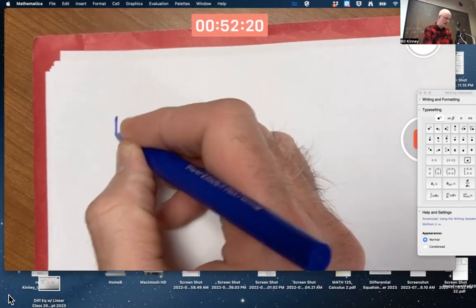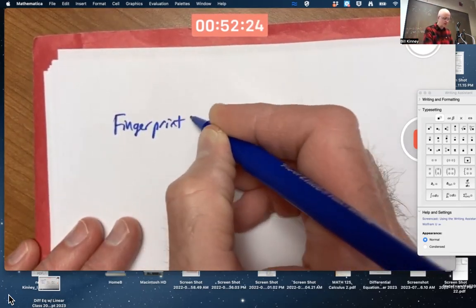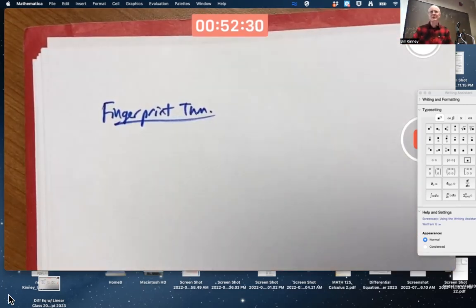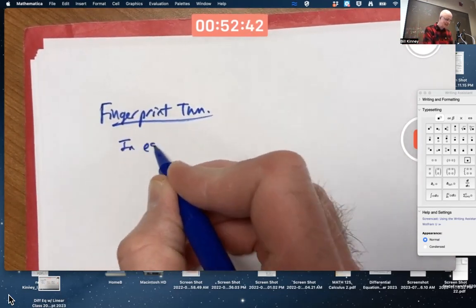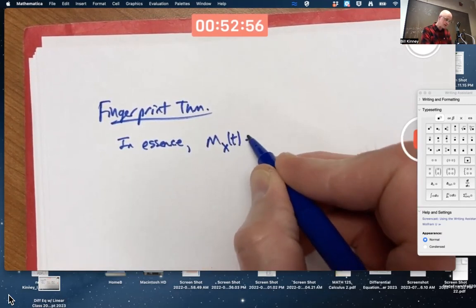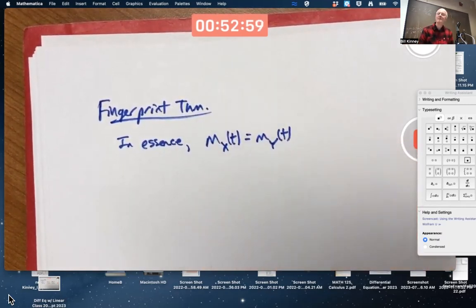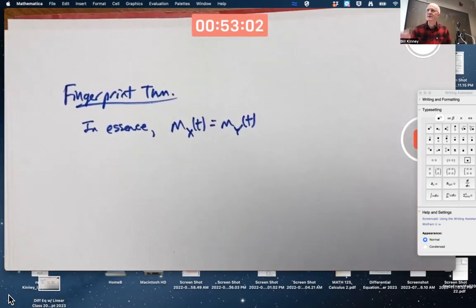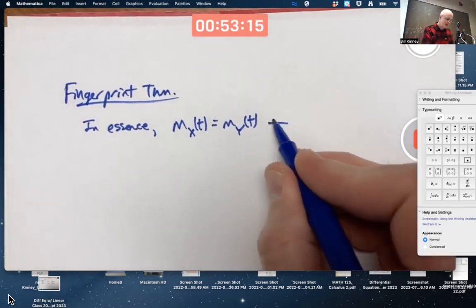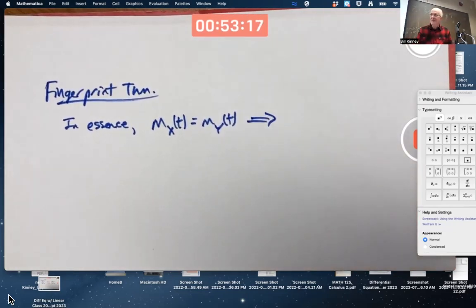The fingerprint theorem, our book doesn't call it the fingerprint theorem, but does use the phrase that it acts like a fingerprint. In essence, if two random variables have the same moment generating function over some interval centered on 0, how big of an interval? It can be arbitrarily small. That means not that X equals Y, but that they have the same distribution.